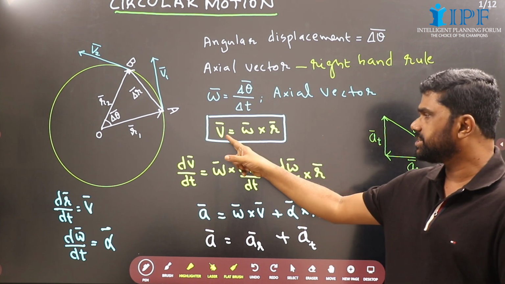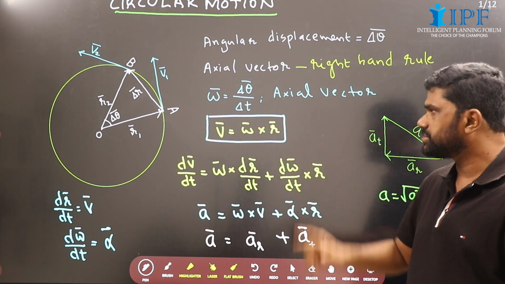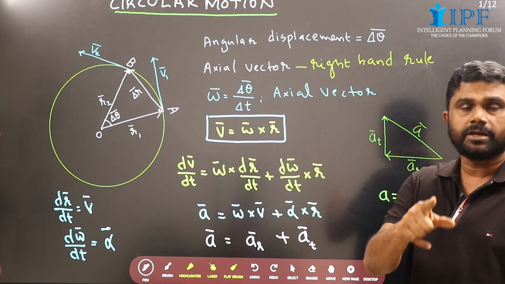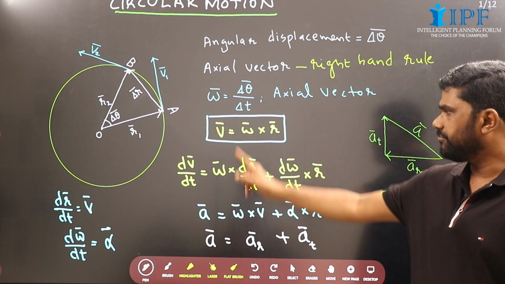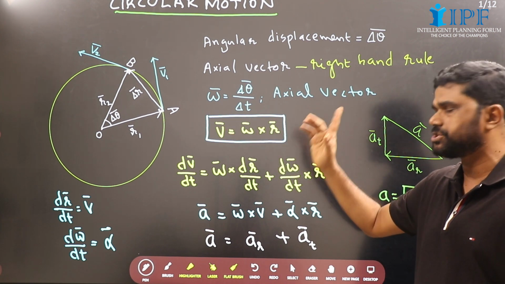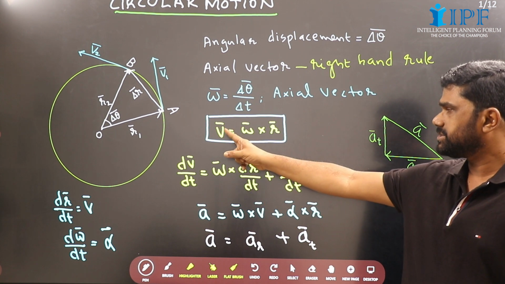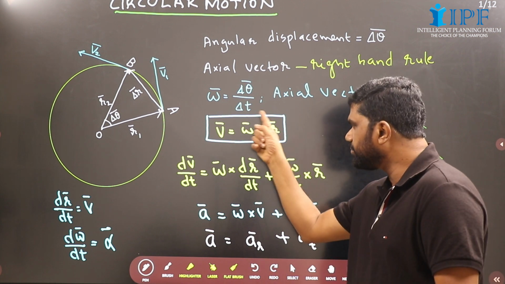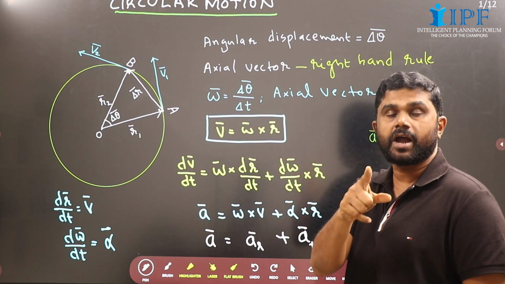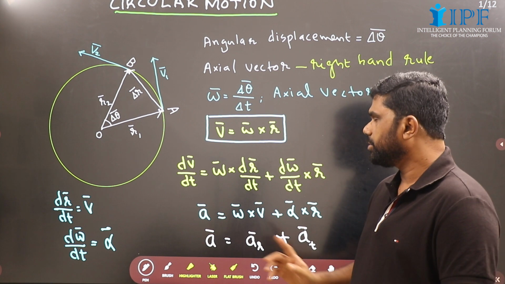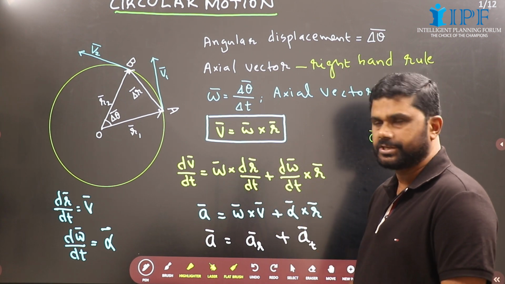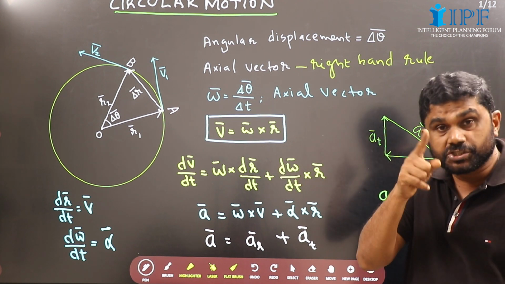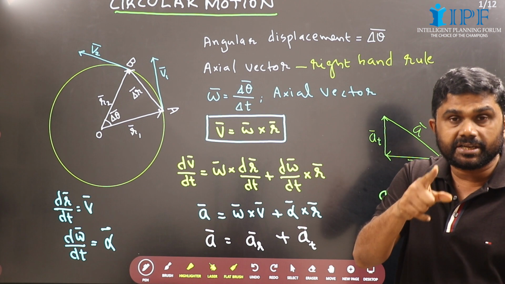Now, the linear velocity v equals omega cross r, where omega is the angular velocity and r is the position vector of the particle with respect to the center of the circle. So v is the linear velocity, omega the angular velocity, r the position vector. Now, differentiate v with respect to t, that is dv by dt. We have to differentiate this product, so you will have to use the product rule. It will be omega cross dr by dt plus d omega by dt cross r.